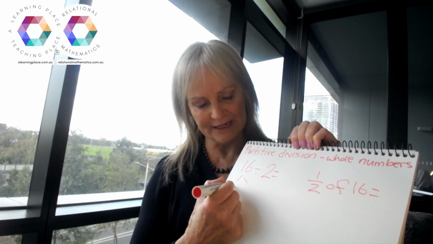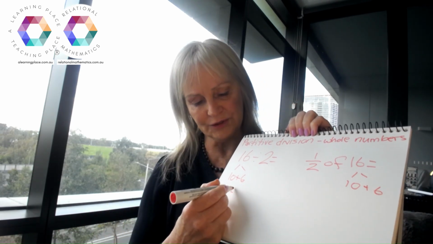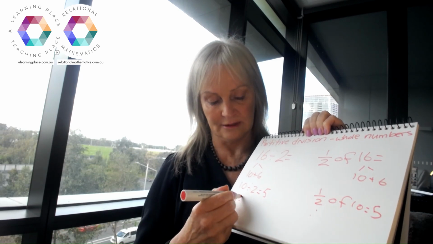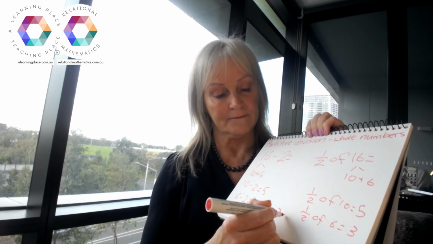So I can partition my 16 into, say, 10 and 6. I can then divide my 10 by 2 and halve my 10. I can then divide my 6 by 2 and halve my 6. I can then add the quotients and I've got my answer.